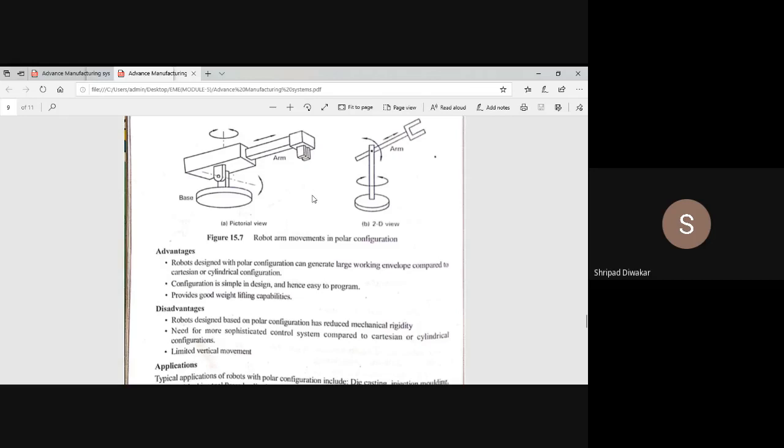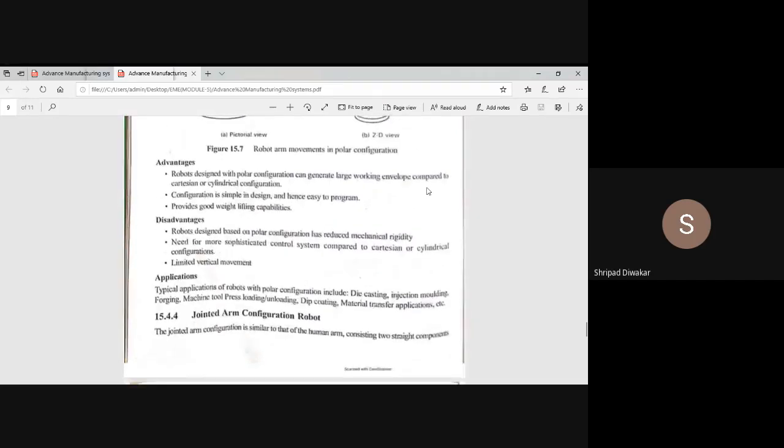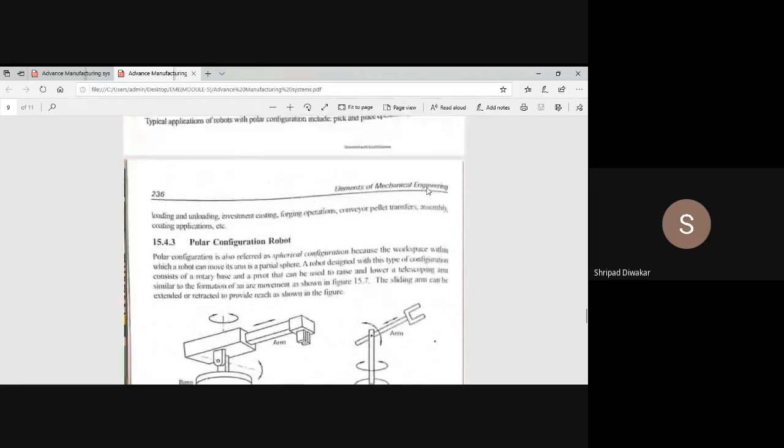It is simple in design, easy to program. We'll get the larger working envelope or larger working space. These are the advantages. Disadvantages are, because of the R movement in the spherical configuration, the mechanical rigidity is less, the accuracy is less, it requires a most sophisticated control system for the operation of the robot, and it is having limited vertical movement. Next, application.